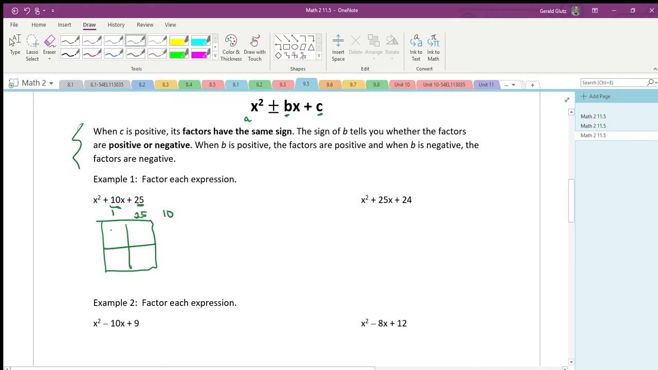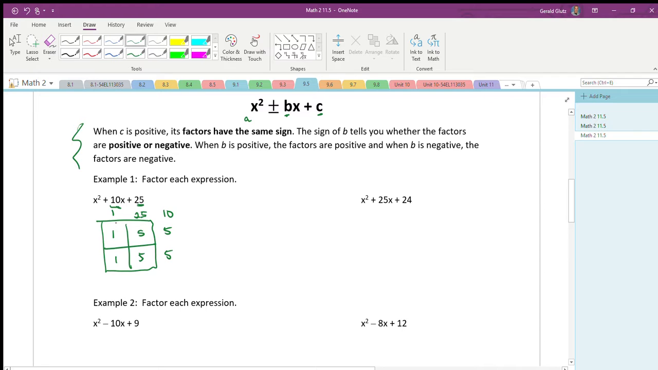So in this column, I need to figure out two numbers that multiply to equal this number. So two numbers that multiply together to equal 1, that just has to be 1 and 1. Then I need to figure out two numbers that multiply to equal 25. So let's try 5 and 5. After I fill in the box, I'm going to multiply across. So 1 times 5 is 5. 1 times 5 is 5. If these two numbers add up to equal this number, then my answer is in here. So 5 plus 5 is 10, so that means I'm good.